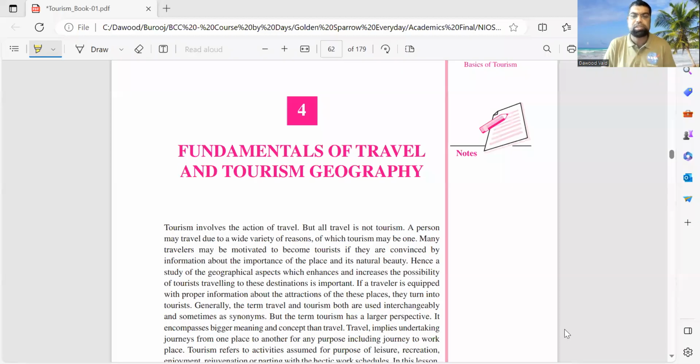Hello and welcome to chapter 4 and 5. Today we'll finish the first module of Tourism Senior Secondary. And let's quickly, straight away, jump to chapter number 4, which says Fundamentals of Travel and Tourism Geography.